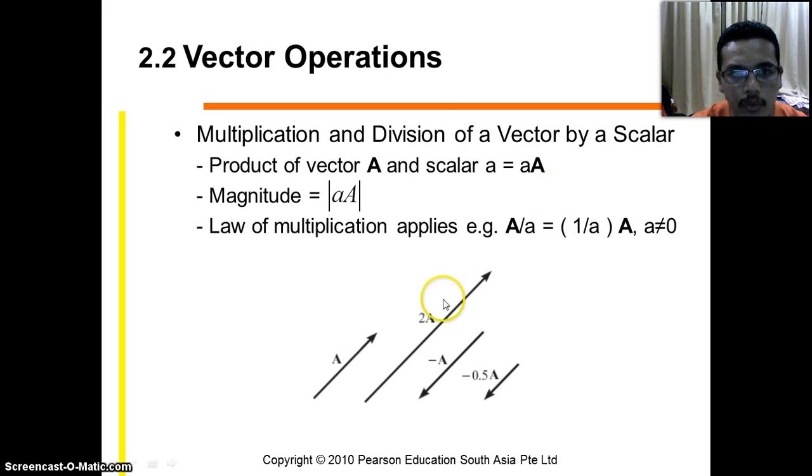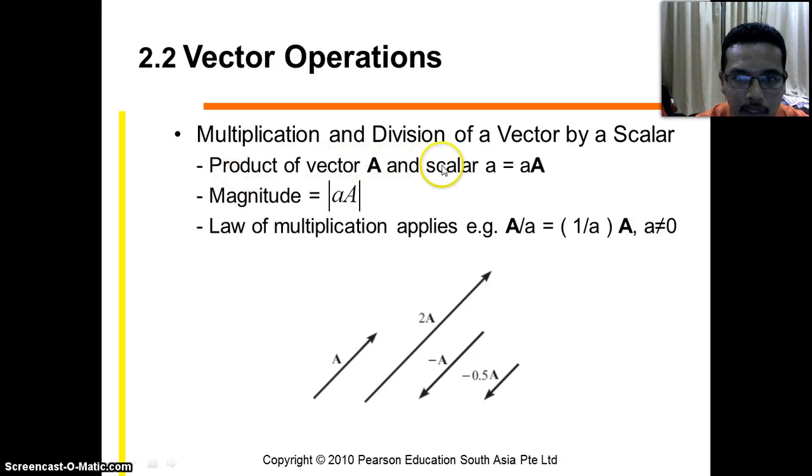So how do we want to, for example, do some operation on the vector? We can multiply, we can divide, we can add, we can subtract. For example, multiplication or division of a vector by a scalar. Say we have a vector E here. If you want to multiply it by a scalar 2, you just double it: the same direction, but the magnitude becomes twice the length, double E multiplied by 2.